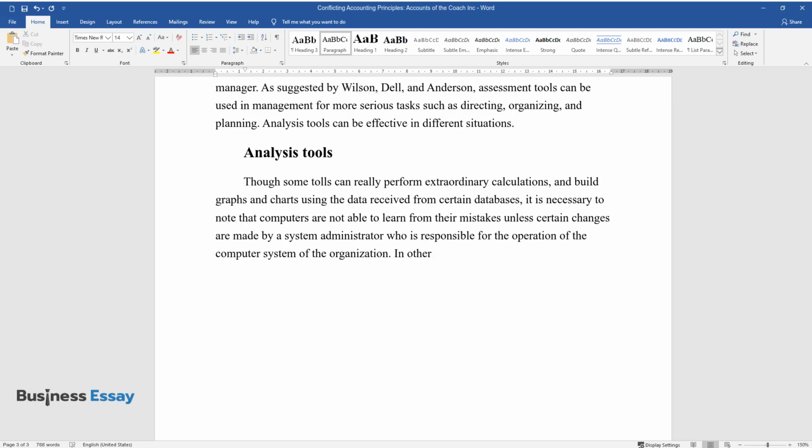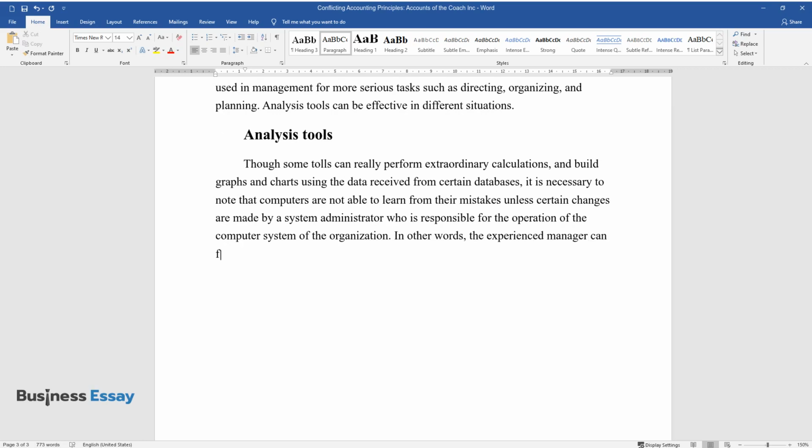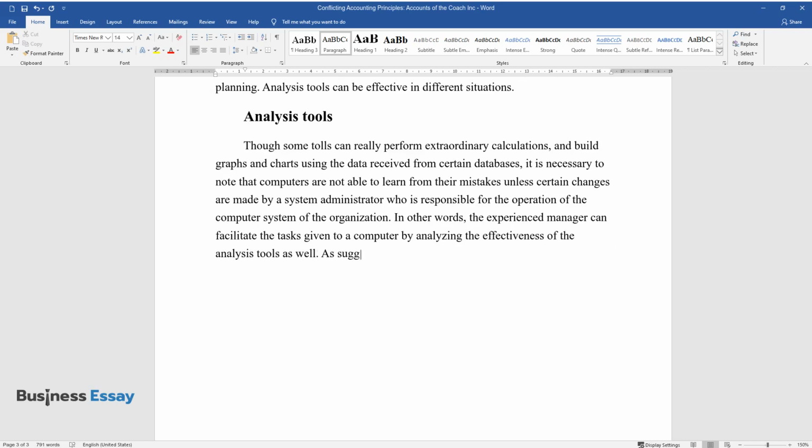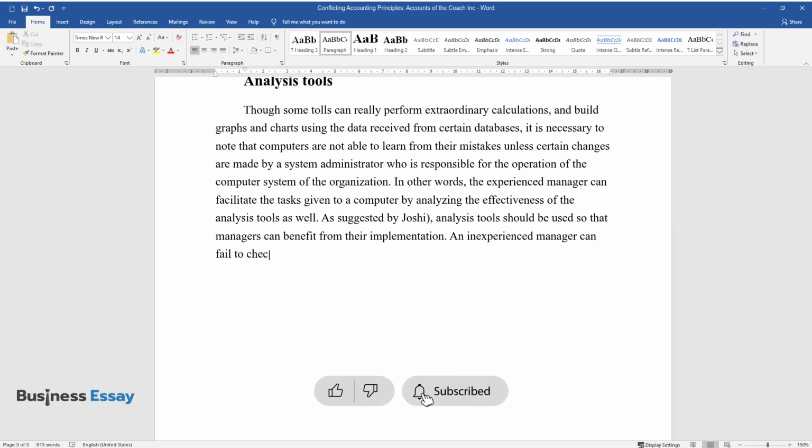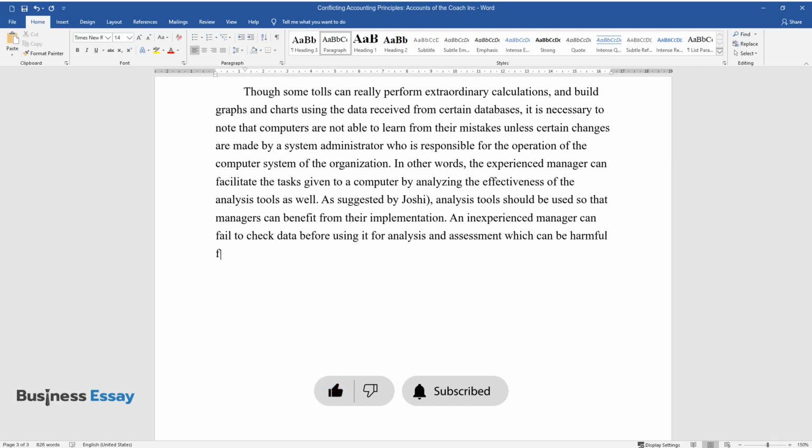In other words, the experienced manager can facilitate the tasks given to a computer by analyzing the effectiveness of the analysis tools as well. As suggested by Joshi, analysis tools should be used so that managers can benefit from their implementation. An inexperienced manager can fail to check data before using it for analysis and assessment, which can be harmful for a company.